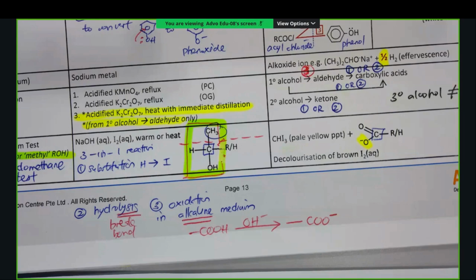It's going to give you this thing called a carbonyl compound, which is either an aldehyde or a ketone. Oxidation. So from here, oxidation from here all the way to here. That is oxidation.